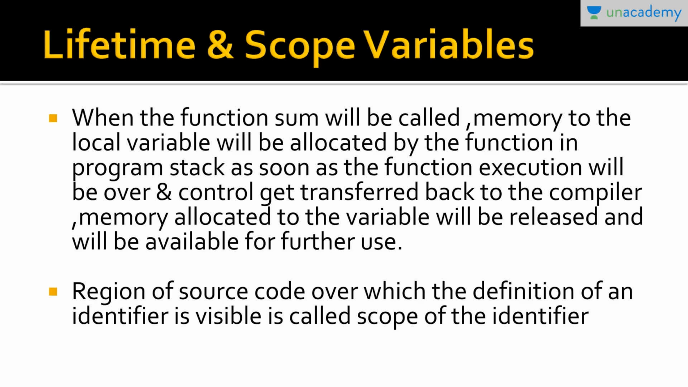The region of source code over which the definition of an identifier is visible is called the scope of the identifier. So in the region of source code, that is the programming commands we are giving, the definition of identifiers is given, so that is called the scope of the identifier. Similarly, where we are declaring the variable, it is called the scope of the variable.